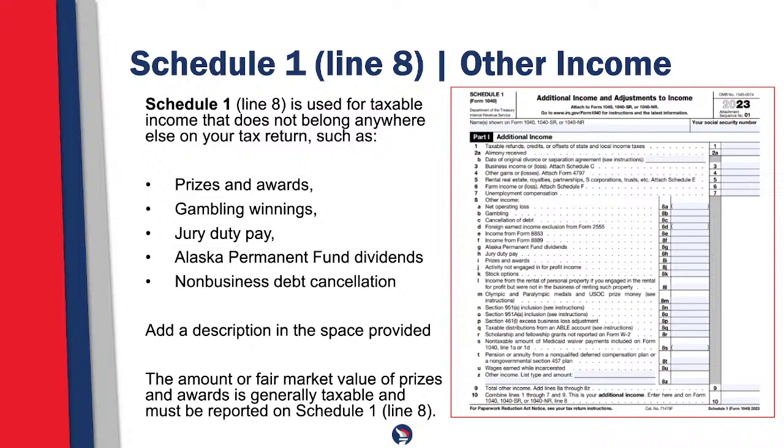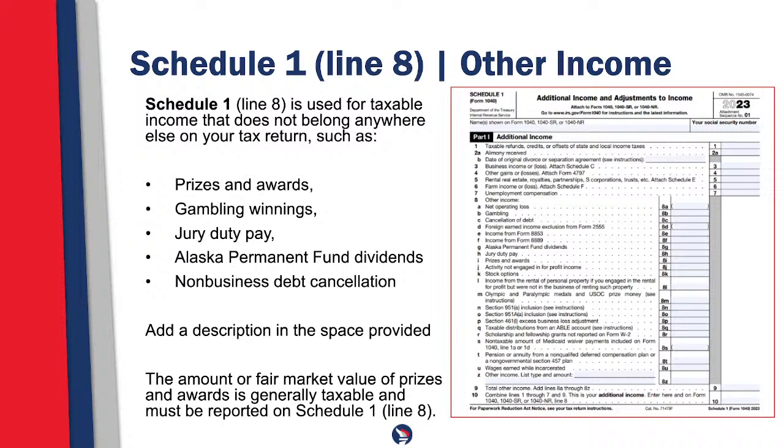Unfortunate enough to go serve on a jury, I get paid for it. Adding insult to injury, that's taxable income. I have to report it. Alaska Permanent Fund dividends, obviously not much of a problem around here, but basically this is income paid by the state of Alaska to Alaska residents. It's their share of oil revenues.